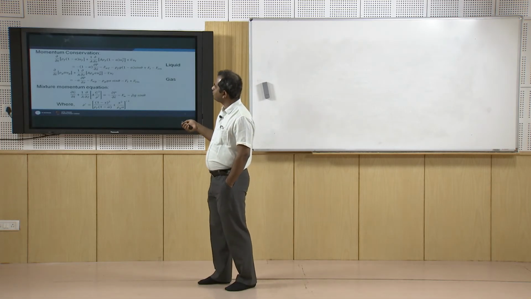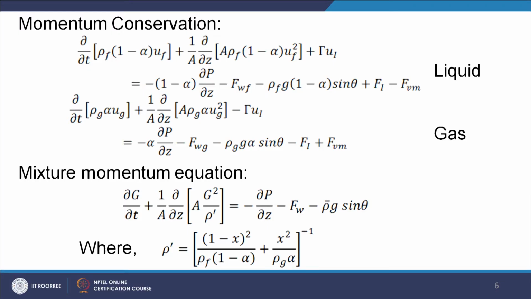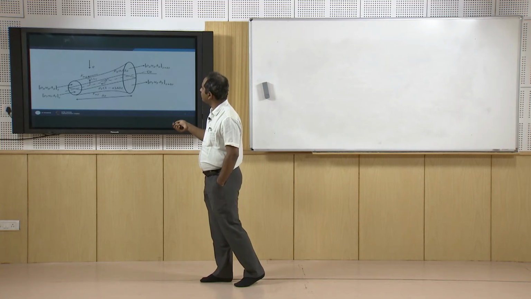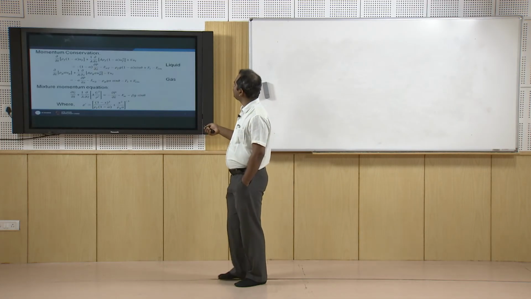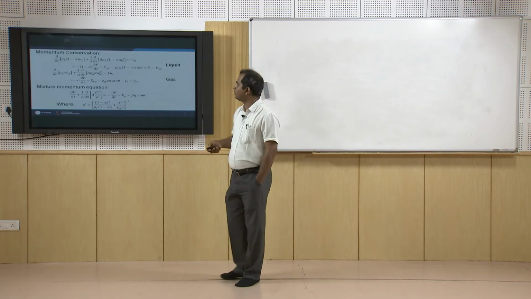So, the first term is due to the unsteady behavior: del del t of rho f into 1 minus alpha into uf. And then we are having the inertia term, 1 by A del del z of A rho f into 1 minus alpha uf square. So, this is basically the inertia. We can also see from the figure that we are having some force over here, gamma into Ai into delta z. So, those components will be coming over here, gamma into ui, where ui is the interfacial velocity.